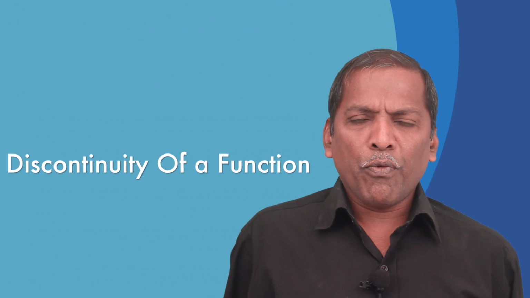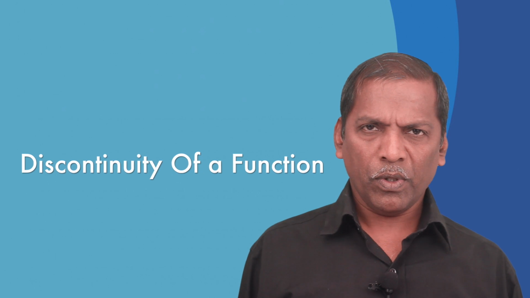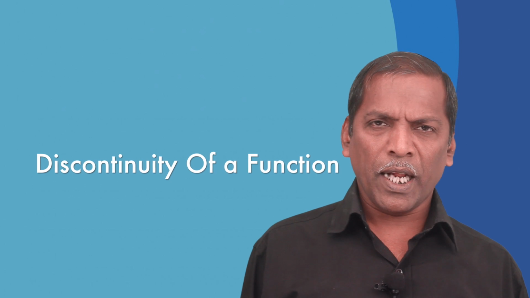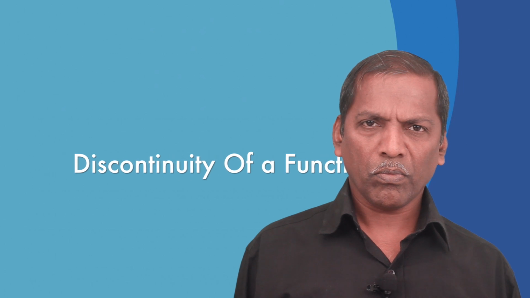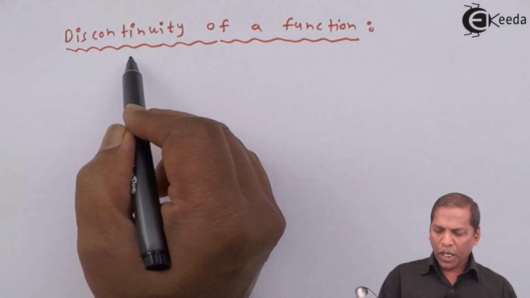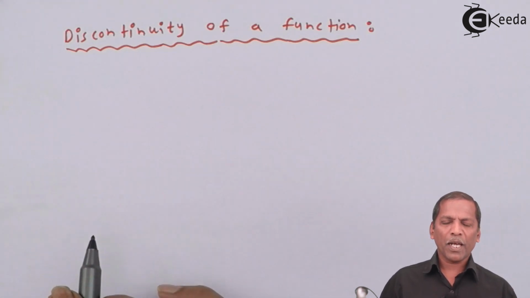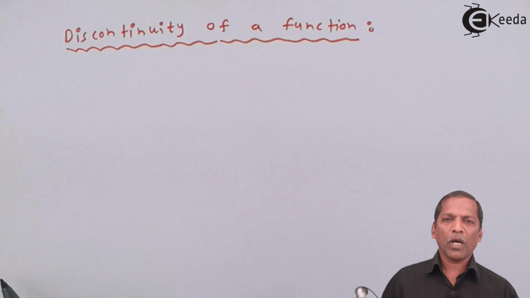Hello friends, now we see the definition of discontinuity of a function. The different functions, under what conditions they are continuous or discontinuous. Discontinuity of a function. The function f(x) is said to be discontinuous at a given point x equal to a if it is not continuous at a point x equal to a.